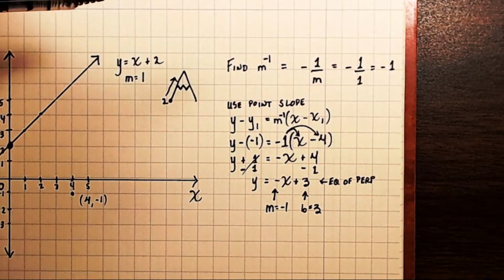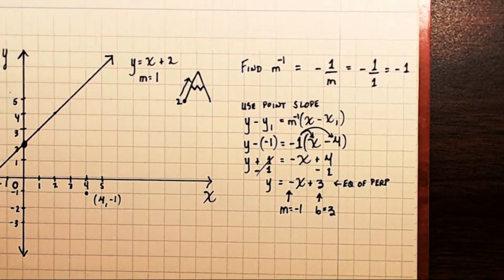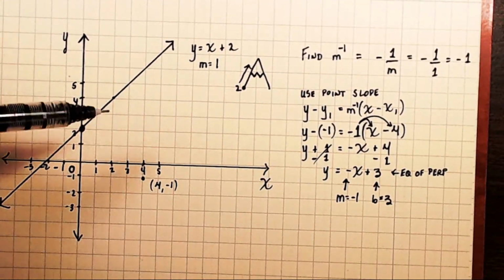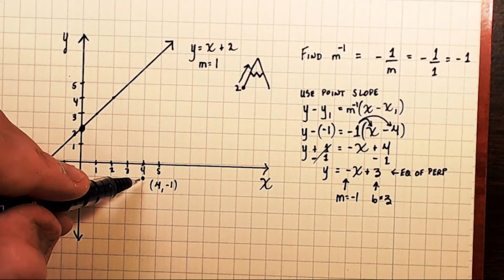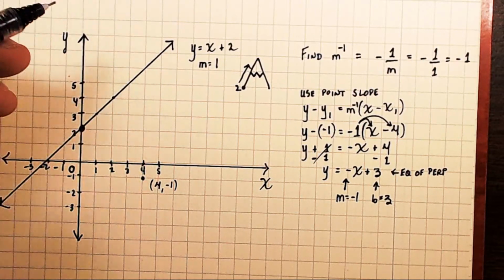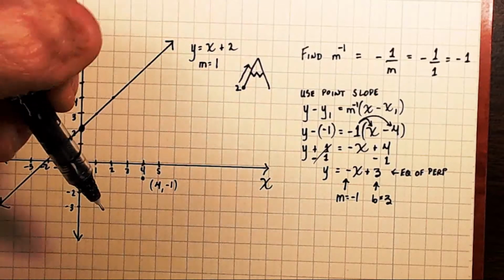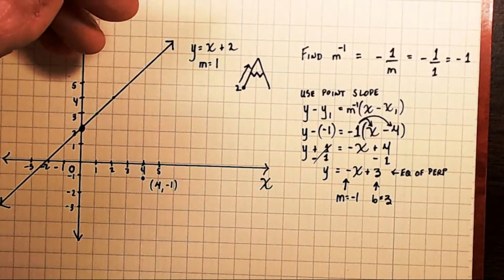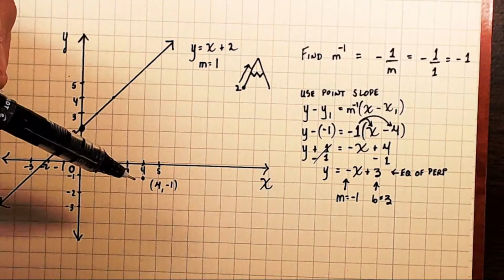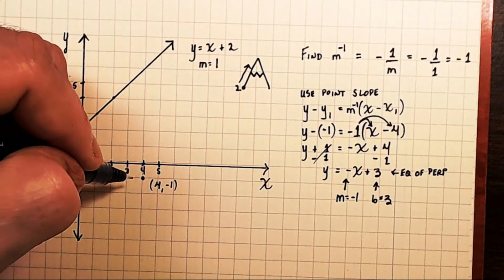Sorry for that interruption. So what we're going to do is plot this in two different ways. First, I'm going to start at my point. And remember, my slope is negative 1 for this perpendicular line. So rise is really fall, and run is to the right. So we could do it two ways. I'll show you both ways.